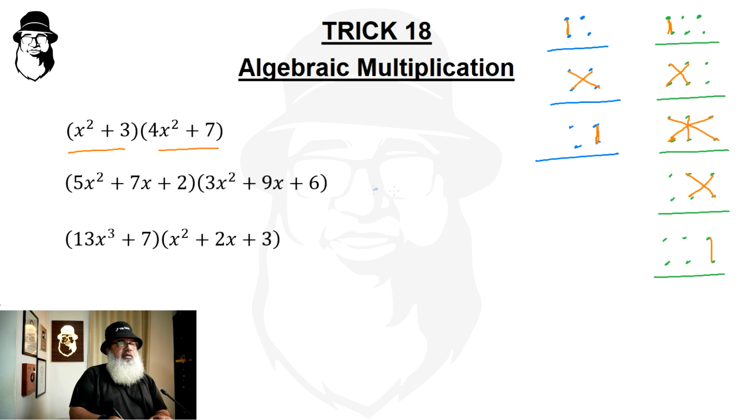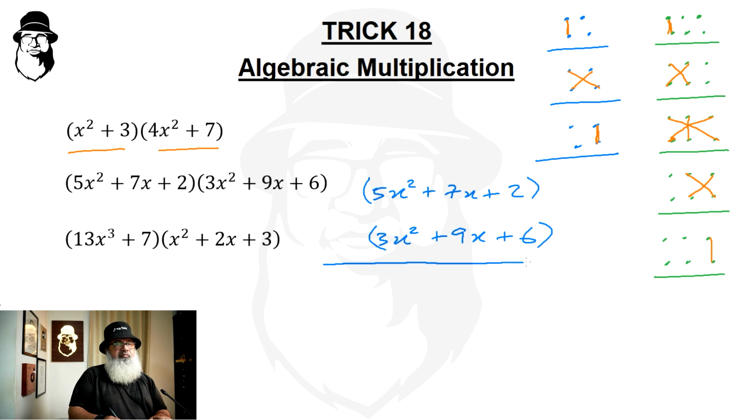Okay, let's do that here. 5x squared plus 7x plus 2. And here we have 3x squared plus 9x plus 6. And we are multiplying them. So this is the first step. 5x squared times 3x squared is 5 times 3 is 15. So we have 15. x squared times x squared is x to the power 4.